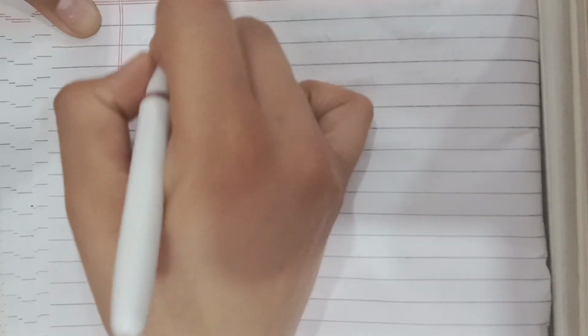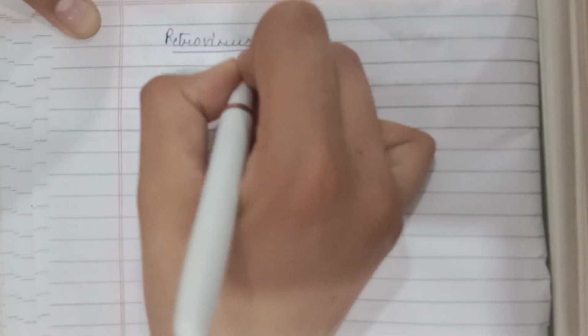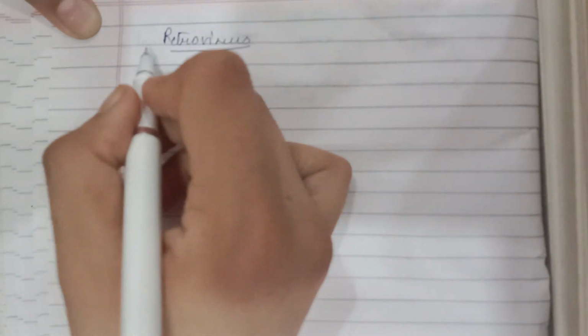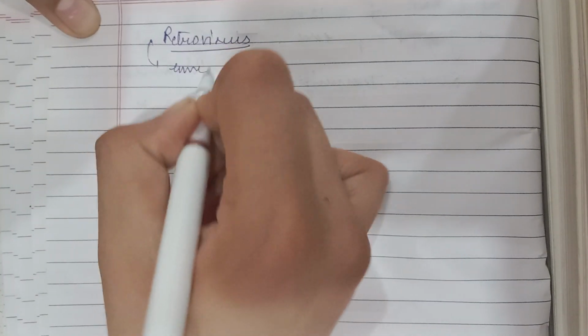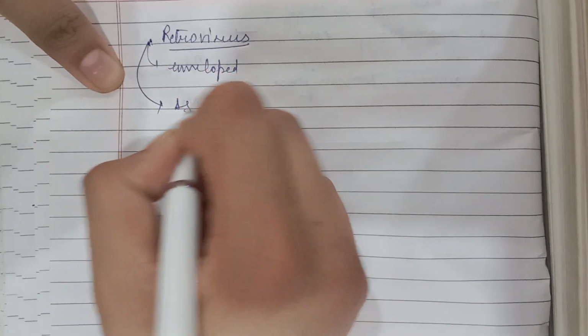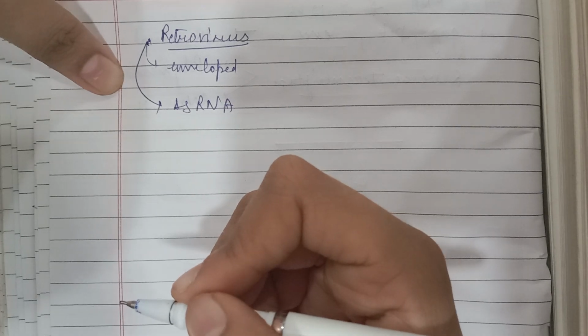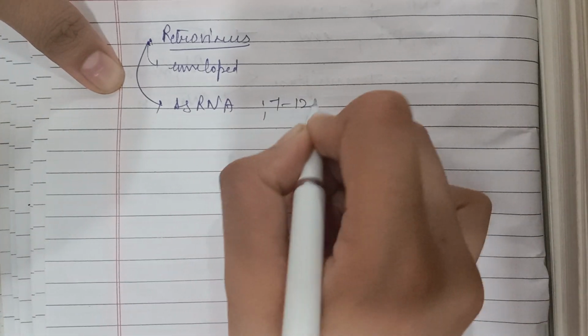In this video, we are going to talk about the retroviral life cycle, taking an example of HIV. Retroviruses are a class of animal viruses. They are enveloped viruses. That means they possess an envelope towards the outer side of the capsid. Second, their genome consists of single-stranded RNA, which is linear and non-segmented, approximately 7 to 12 kb in length.